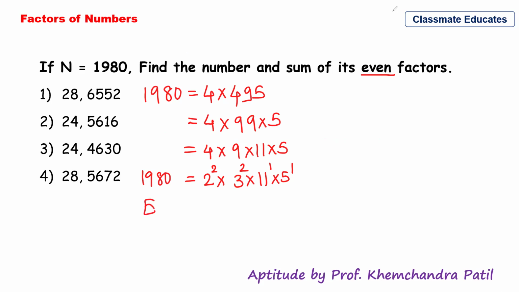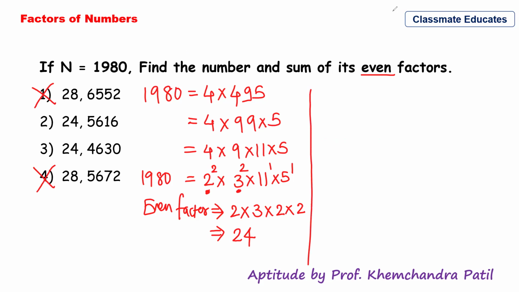Now, if you want to find the even factors, for even factors you need the minimum power of 2 to be 1. So you can take 2 powers of 2 here, all the powers of 3, that means including 3 raised to 0, so 3 powers of 3, then all the powers of 11, that is 11 raised to 0 also, 11 raised to 1 also, and all the powers of 5, that is 5 raised to 0 also and 5 raised to 1 also. So the product is 24. So how many even factors? 24 factors. On that basis you can eliminate option 1 and 4.